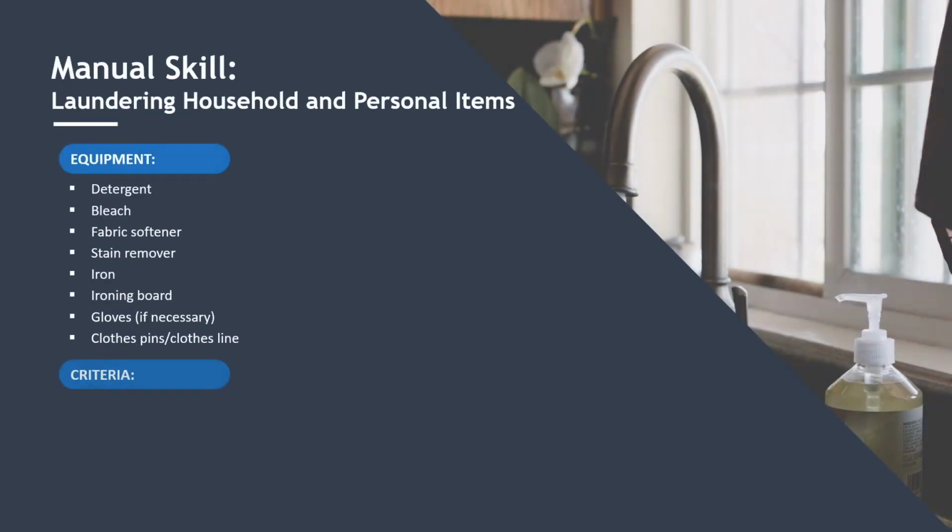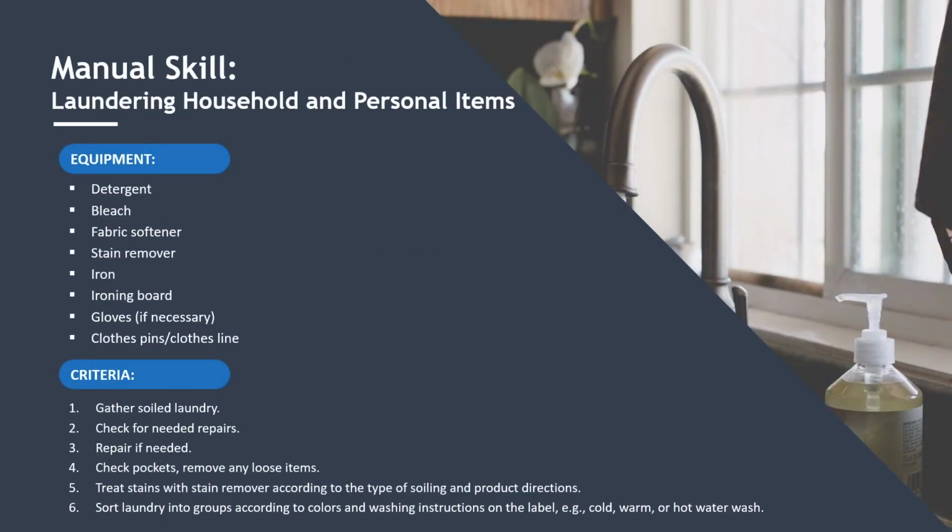Manual skill, laundering household and personal items. Equipment: detergent, bleach, fabric softener, stain remover, iron, ironing board, gloves if necessary, clothespins and or clothesline. Criteria: gather the soiled laundry.